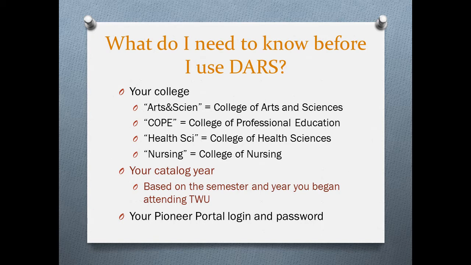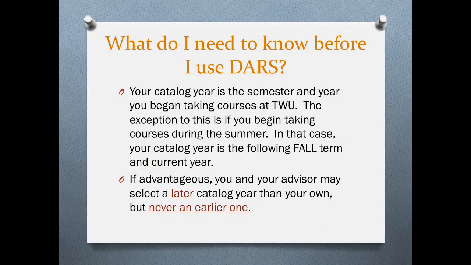Additionally, you need to know your catalog year, which is based on the semester and year you began attending TWU, and your Pioneer Portal login and password. You should know that your catalog year is determined based on the semester and year you began taking courses at TWU. The exception to this is if you begin taking courses during the summer. In that case, your catalog year is the following fall term and current year. If advantageous, you and your advisor may select a later catalog year than your own, but never an earlier one.